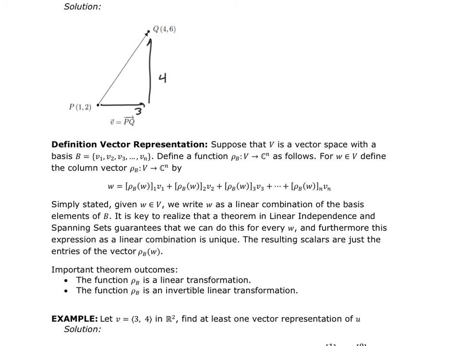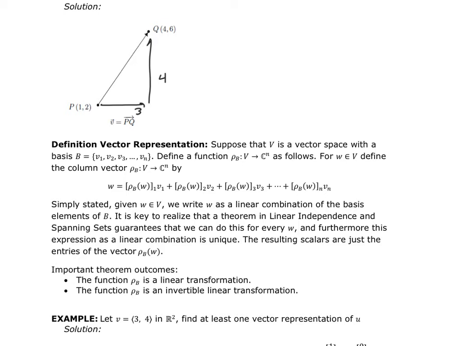So that leads us to the definition of vector representation. Suppose V is a vector space with the basis v1 to vn, defined by this function rho sub B, going from our vector space into Cn. For every w in V, we define the column vector rho sub B of w as the linear transformation from V into Cn, where rho B of w sub 1 times v1, and rho B of w sub 2 times v2, and so on. And what does this mean?